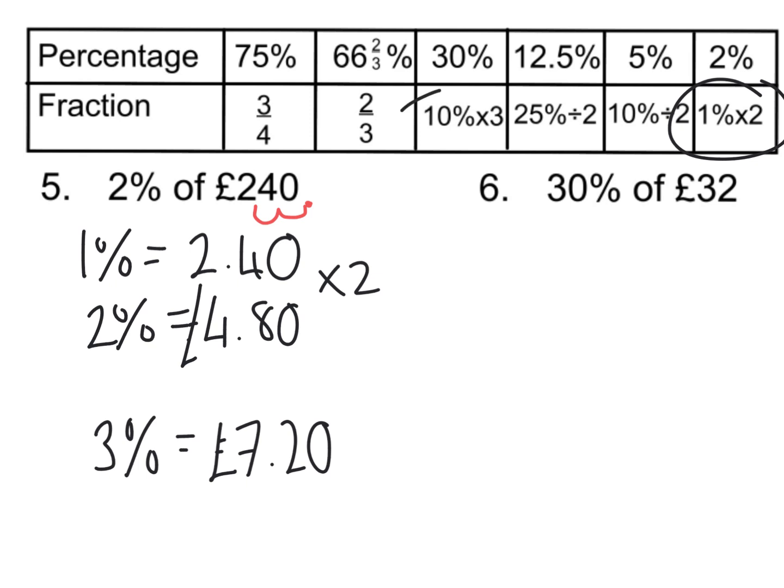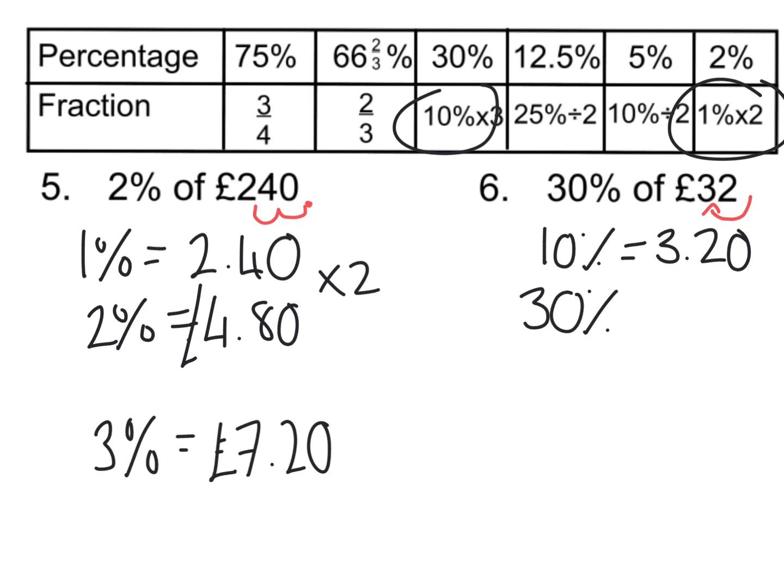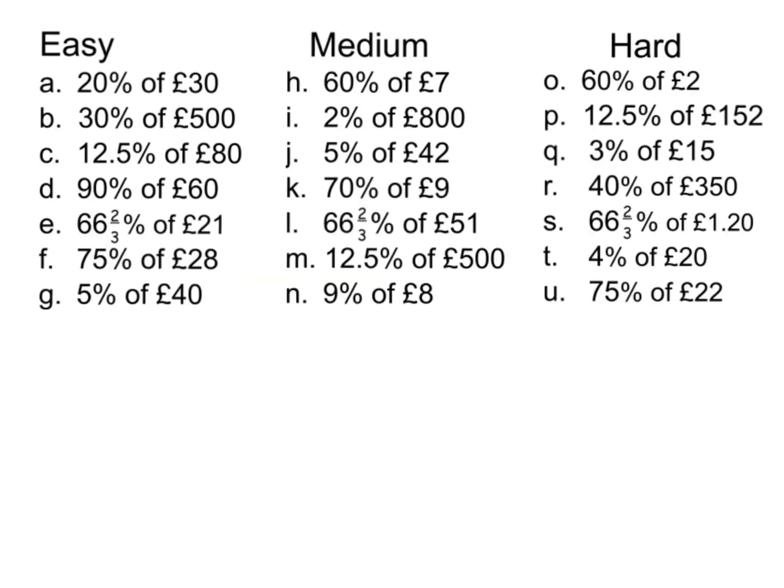Right, we're going to do 30%, so 30%, I always start by getting 10%. Again, I've chosen numbers not dividing nicely by 10 here, so dividing by 10 gives me £3.20. And then 30% would be timesing that answer by 3, which is £9.60. Again, this would work for 40%, 60, 70, 80, 90%, and so on. Start by getting 10% and work from there. That's it. I've done one from each of the table.